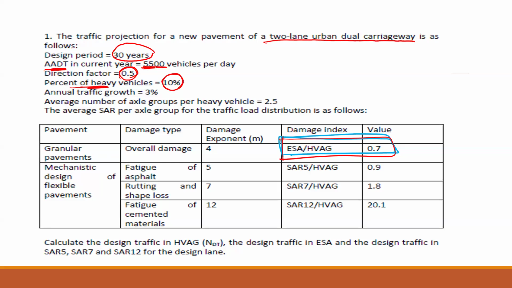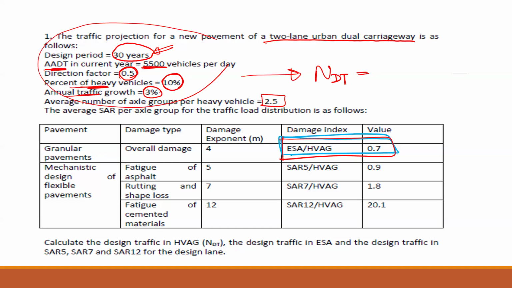Percentage heavy vehicles, 10%. So out of this 5,500, only 10% is heavy vehicles. That's what we need. We are not going to look at all the vehicles, only the heavy vehicles. And the average traffic growth is 3%. We are designing for 30 years, so we can't say this 5,500 will remain the same. It has a growth of 3%. Average number of axles per heavy vehicle is 2.5. And they are asking us to find the NDT. Do you understand the question? All this is given to us and they are asking us to find the NDT.